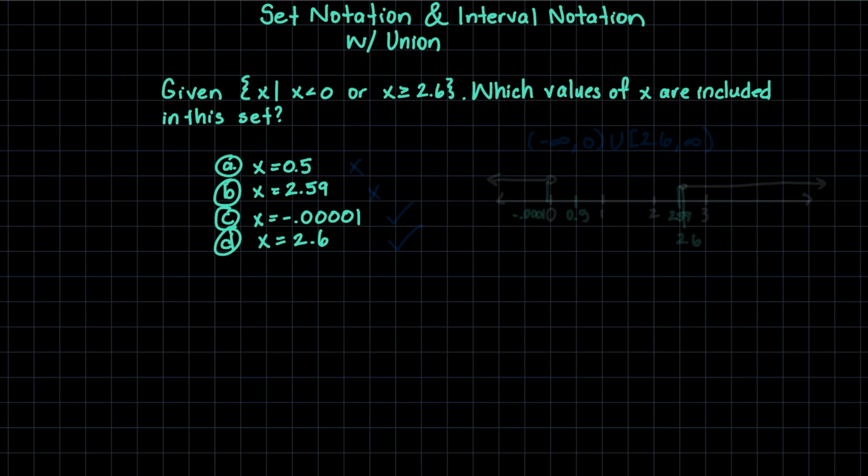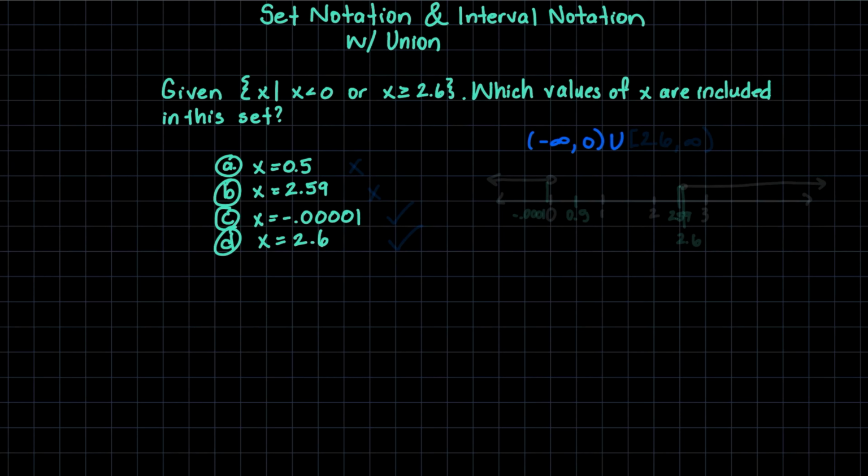Okay, given x such that x is less than 0 or x is greater than or equal to 2.6, which values of x are included in this set? Okay, let's take a look at what our set is saying. So we are less than 0, 0 not included. And the further you get in math, when you see less than 0, your brain should translate to all the negative numbers. It should just, in general, start to translate that way, just like x greater than 0 should start to translate to all the positive numbers.